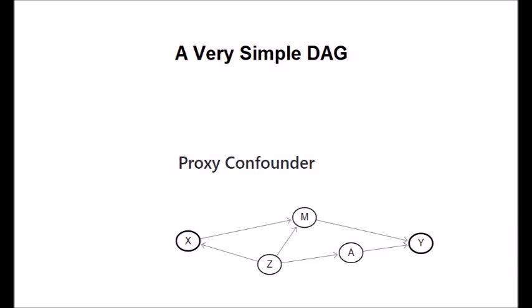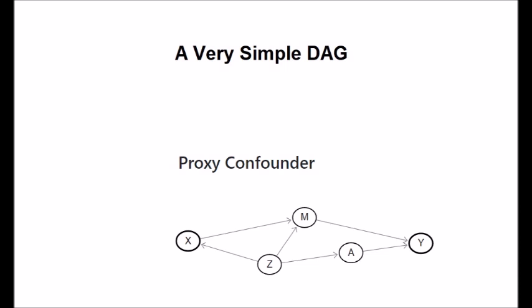In other words, a proxy confounder is a descendant of a confounder. Here you can see in this diagram that A is the proxy confounder and it is a descendant of a confounder. Here Z is the confounder and A is a descendant of Z and an ancestor of either the cause or effect. In this diagram, A, which is a proxy confounder, is an ancestor of the effect Y.